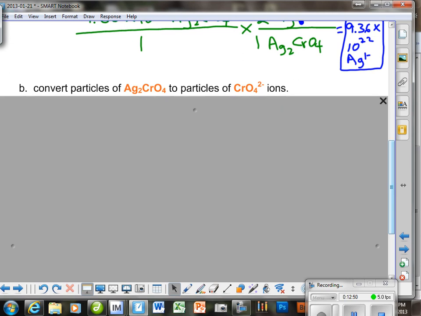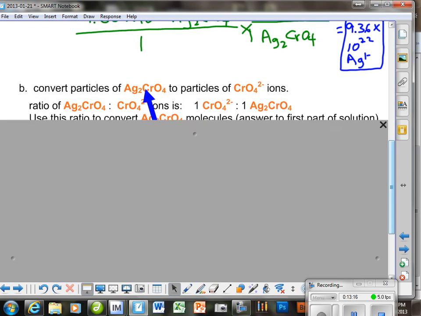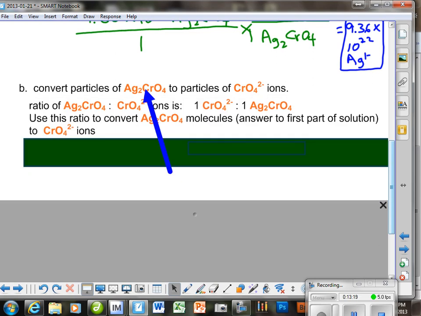We're going to convert particles of silver chromate. Wow, I'm really stuck on dichromate, aren't I? Let's get this down here. Convert the particles of silver chromate to chromate particles. We look at how many chromates we have in here, and that's only 1. And so the number of chromates to silver chromates is a 1-to-1 ratio. That's going to make this whole thing very, very easy. So here's our ratio of these 2, 1-to-1. We're going to use this ratio to convert this stuff into this stuff.